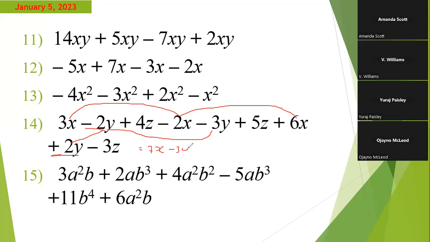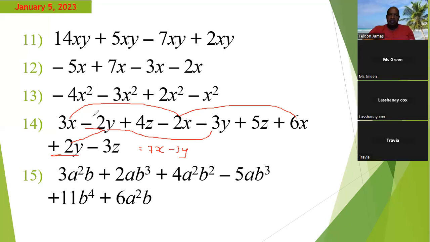All right. Continue now, Miss Green. Yes, sir, we're going to do the z's. So next we are going to be working with the z. Here we have negative 3z, positive 4z, and then positive 5z.